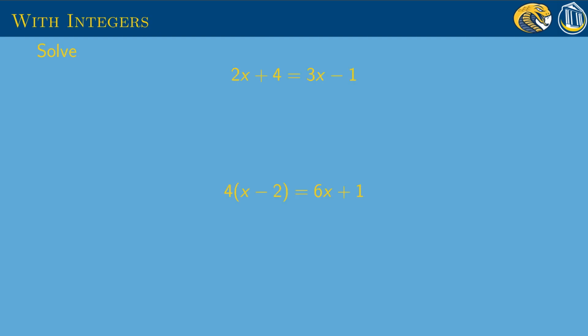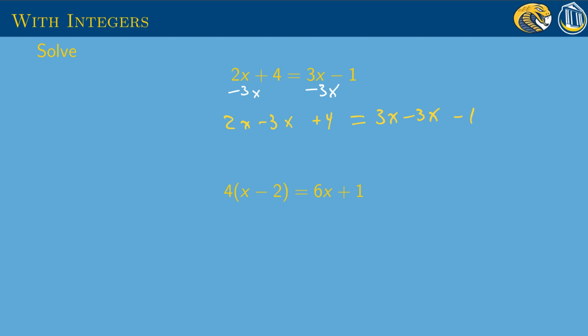Let's practice. Let's say we have the equation 2x plus 4 equals 3x minus 1. Just as the instructions said, we want to get all of our x's on one side. We want to move this 3x over to the left. And so we're going to subtract 3x from this equation. However, everything we do on one side of the equation, we're going to do the same thing on the other. This gives us 2x minus 3x plus 4 equals 3x minus 3x minus 1.